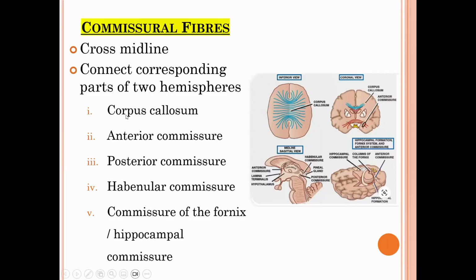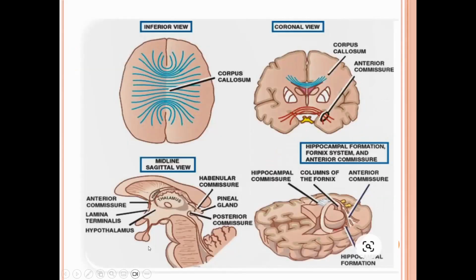So examples of commissural fibers are corpus callosum, anterior commissure, posterior commissure, habenular commissure, and commissure of the fornix or hippocampal commissure. You can see here the corpus callosum in the coronal section, which is forming the roof of the lateral ventricle. This is the midline sagittal view, and here you can see the transverse section where you can see the hippocampal commissure connecting the two columns of the fornix.